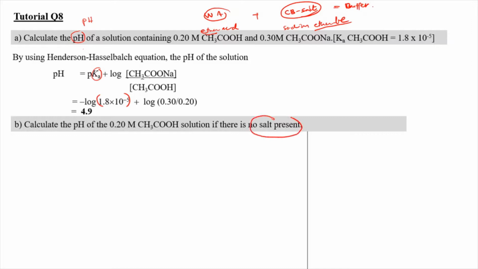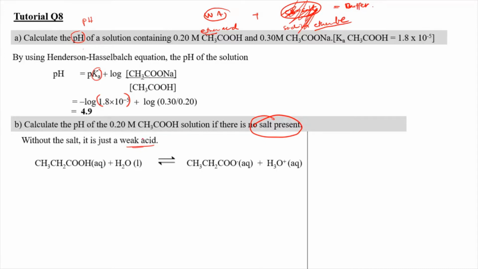Now we need to calculate the pH of the 0.20 molar CH3COOH solution if there is no salt present. So when there is no salt present, we know that this part here is eliminated. When there is no salt, it's not going to be a buffer. It's just going to be a weak acid. So in order to find the pH of the weak acid, first we need to write the equation of the ethanoic acid in water.